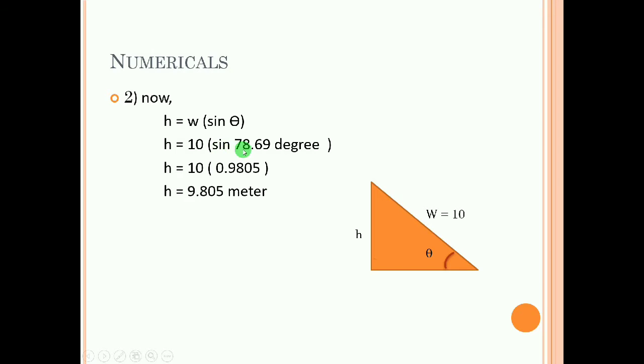Now for the sine value, sine 78.69, again you will follow the natural sine table from your log booklet. So you are finding the value as 0.9805. So 10 into this value will be 9.805 meter. So this is what was asked to determine here. For tan inverse you will see the natural tangent, and for sine value you will see the natural sine value from your log booklet.